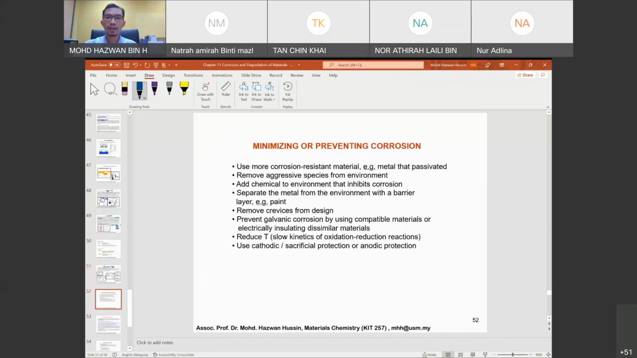Right, so far we have looked into the techniques for corrosion protection, either by material selection, controlling or modifying the environment, impressed current, applying coatings, and finally a proper design.